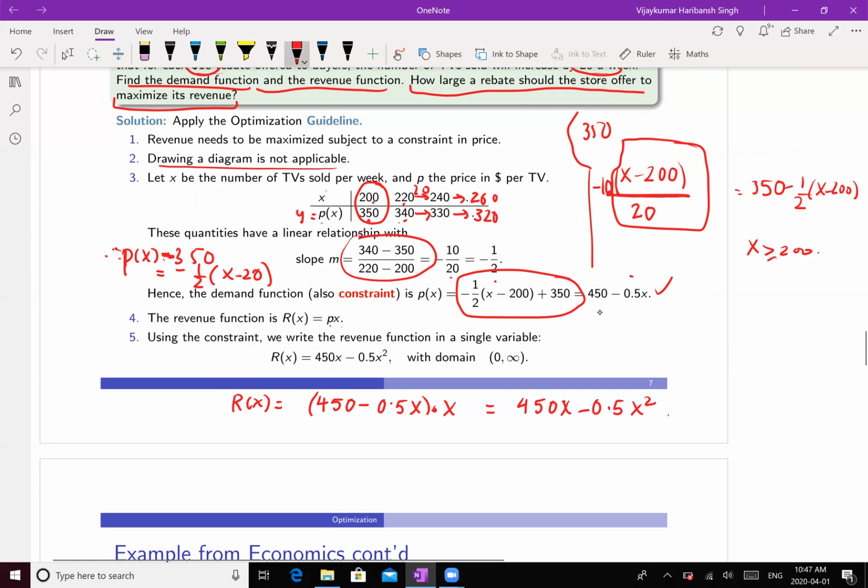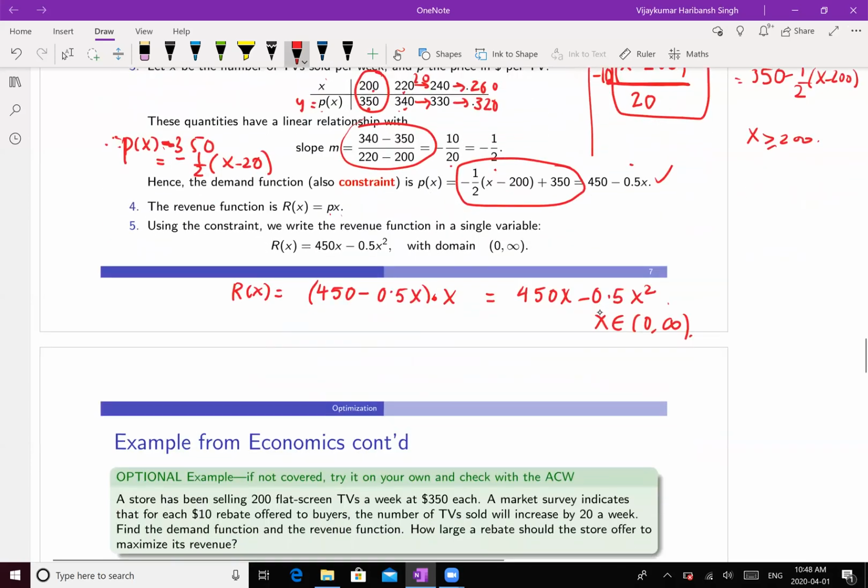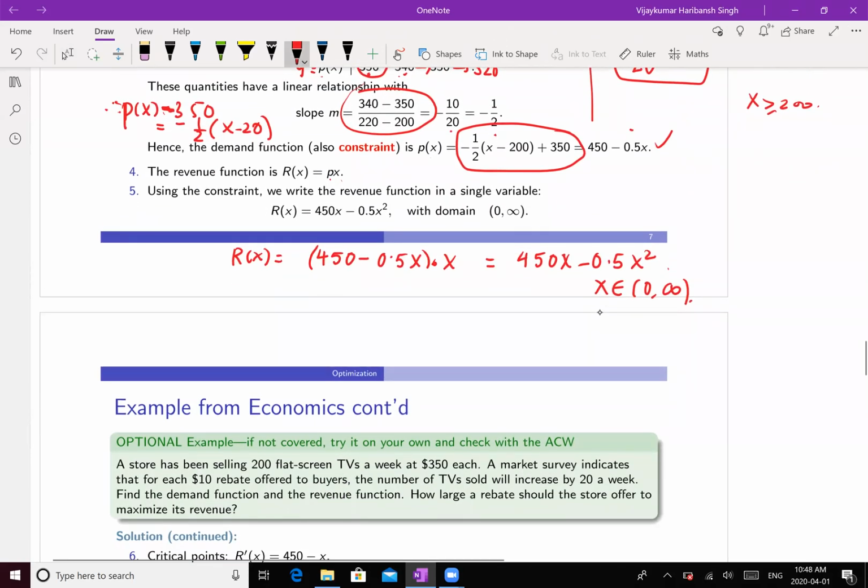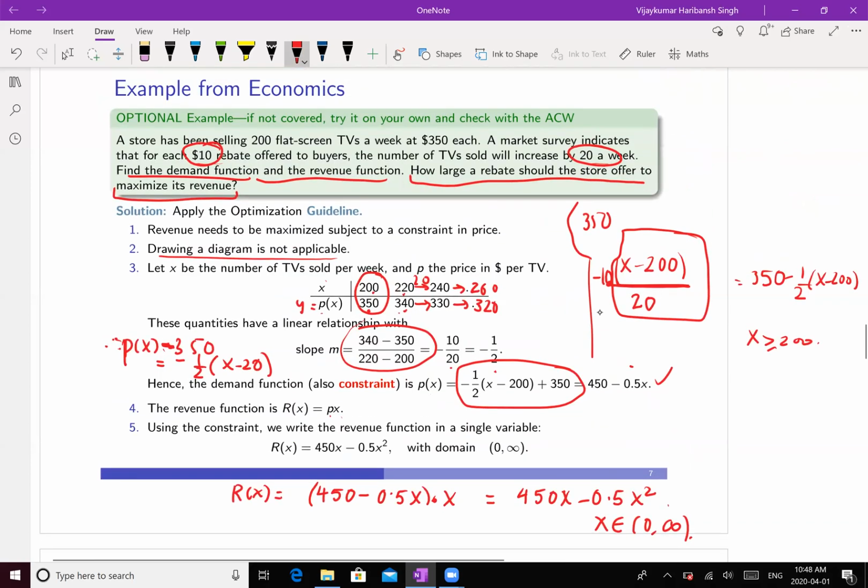So this is my function, and what is my x? My x belongs to 0 to infinity. You will say, well, x has to be greater than or equal to 200. No, well, you can sell fewer TVs if you increase the price, right? Beyond 350, it can go both ways. So the question is asking how large the rebate should be to maximize the revenue. So we want to maximize the revenue.